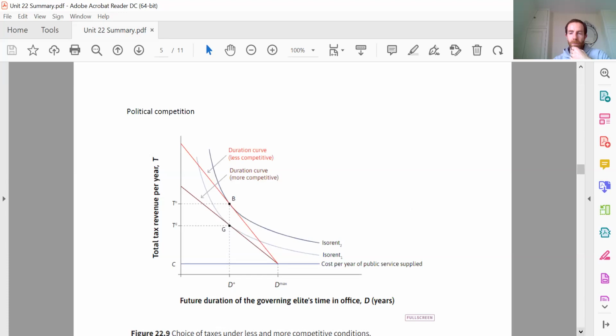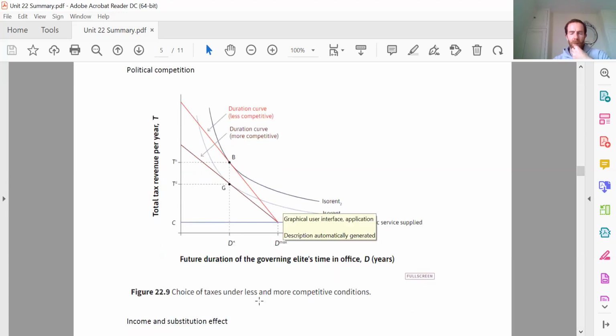One thing just to use this diagram to talk about is how we can actually see a sort of income and substitution effect going on here. And I'll talk through that in a second, again, just after a quick pause.